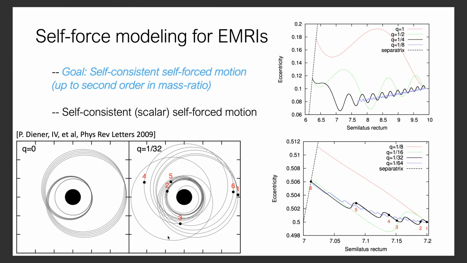Here is an example of some of our results. If you look at a scalar charge moving around a Schwarzschild black hole, a non-rotating black hole in this case, you get this fairly nice motion on the bottom left of your screen. But then if we turn on the scalar charge and incorporate the self force acting on the motion, you get this far more complicated looking trajectory, right? Here we artificially made the scalar charge rather big.